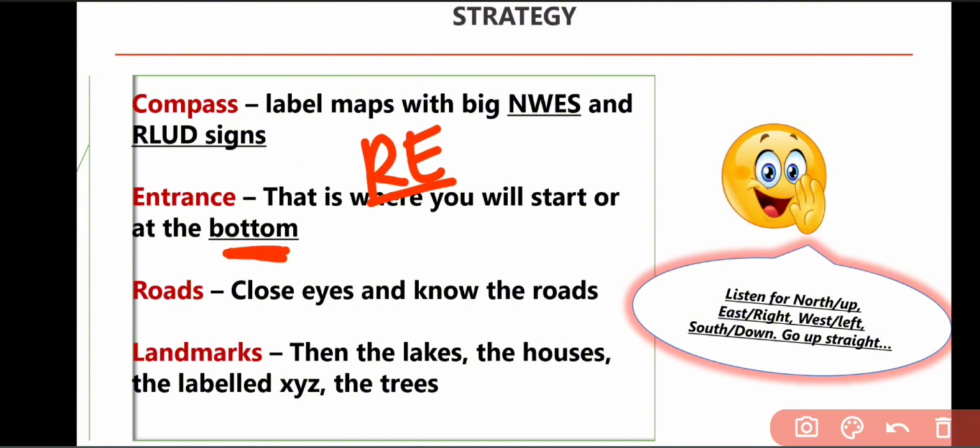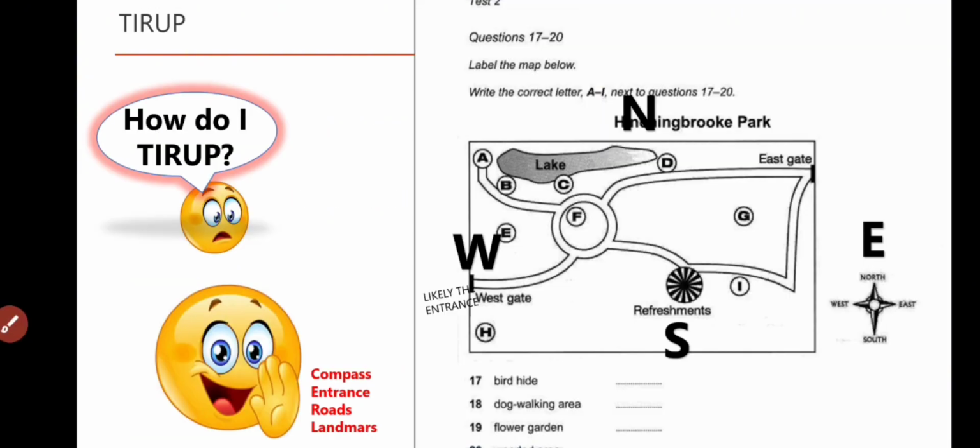Then the roads, you should be able to close your eyes and know the roads. Just a brief closing, just blink. Then the landmarks, you can see the lakes, the houses, anything that is labeled. And usually there is one structure that is not labeled, but they will draw it. You know that there are trees, so just look out for trees also, because they may be making reference to it. And that is that for that. Should you have an opportunity to go through a question like this, please make sure you get everything.